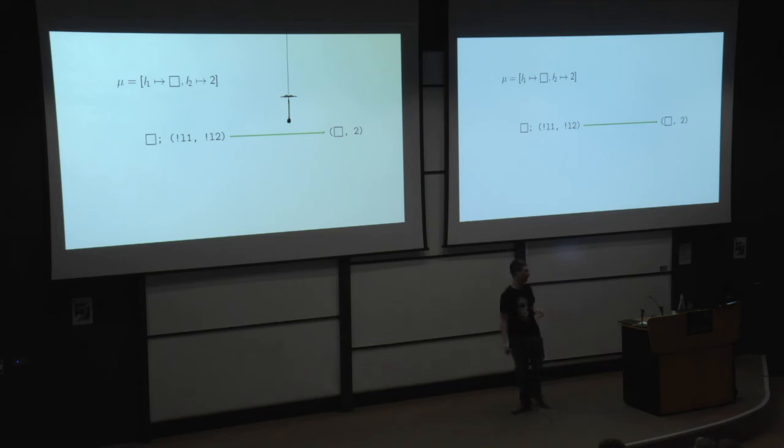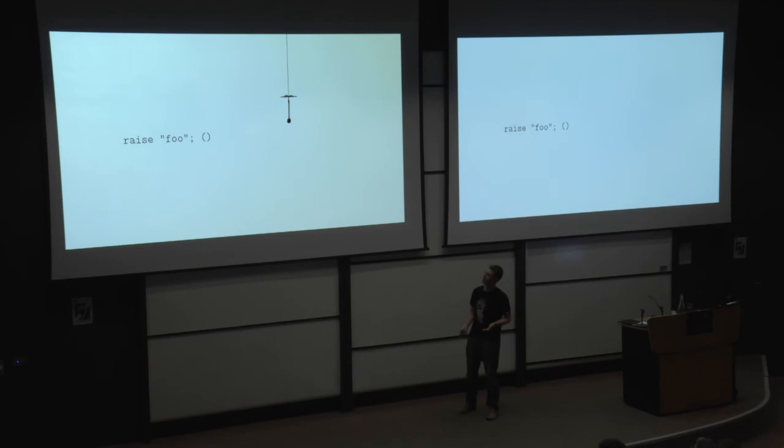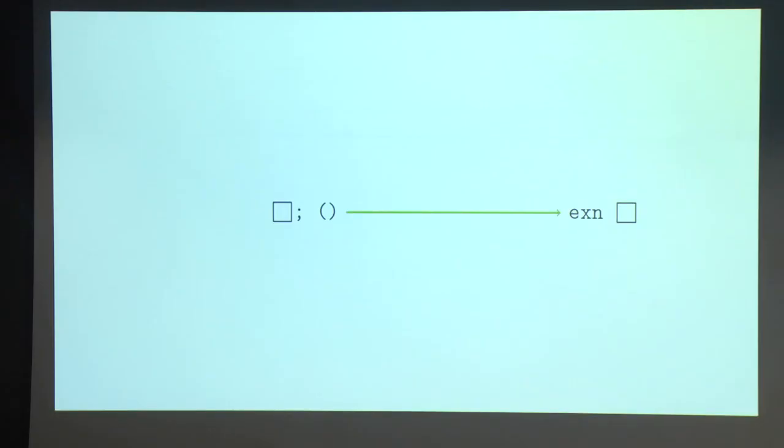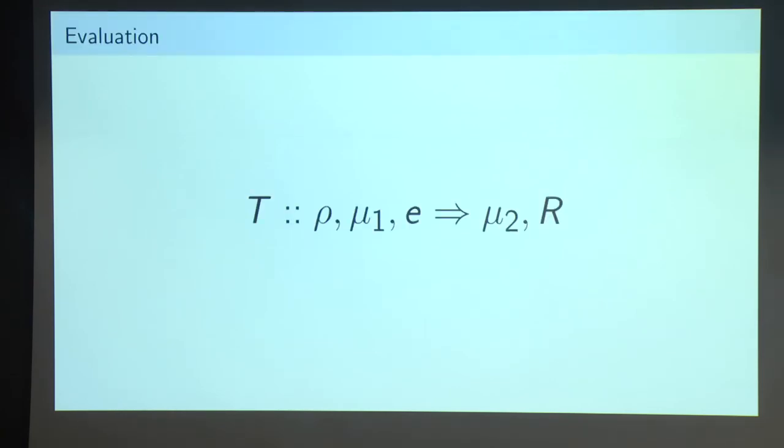A similar problem arises in the presence of exceptions. Again, if I have a sequence with an exception and it evaluates to an exception, and I erase the first part of the sequence, I don't have enough information to recover the control flow. And I really want to be able to do something like this. So here's how we achieve that.